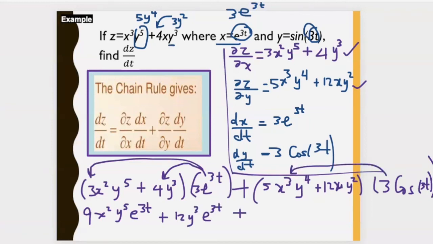3 cos 3t times 5x cubed y to the fourth, I will have 15x cubed y to the fourth cos 3t. And the final part, I multiply 3 cos 3t times 12xy squared. 3 12s are 36, so I'll have 36xy squared cos 3t.